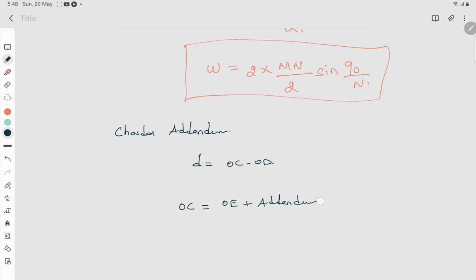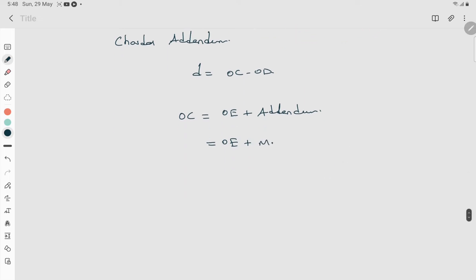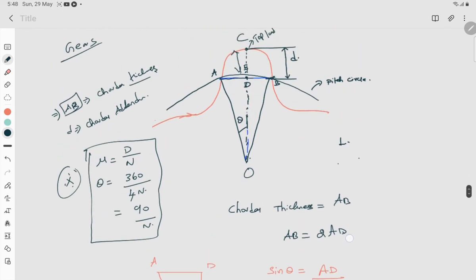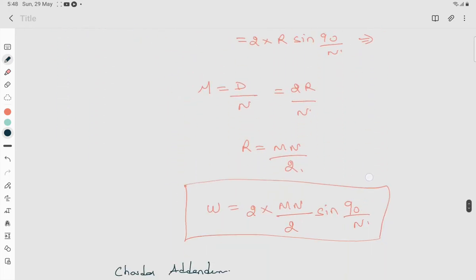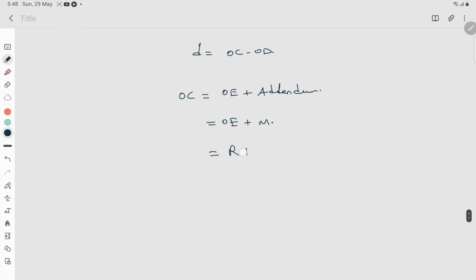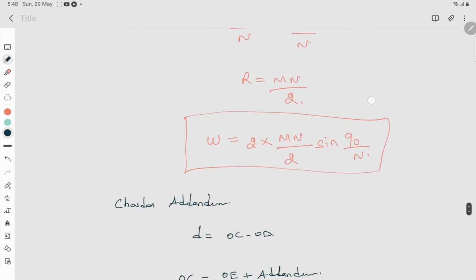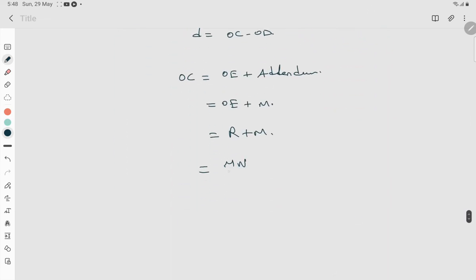OE plus addendum, so it will become OE plus M. M is nothing but the addendum module. If you see the diagram, OE is nothing but the radius, so we'll write it as R plus M. Next, we know what R is from the previous relation, Mn by 2. So write it as Mn by 2 plus M. So this is the relation for OC.